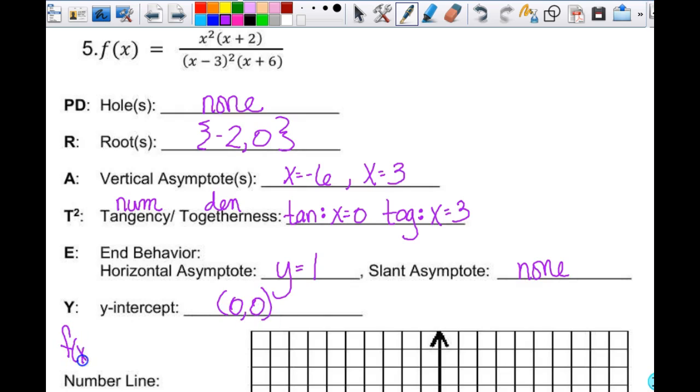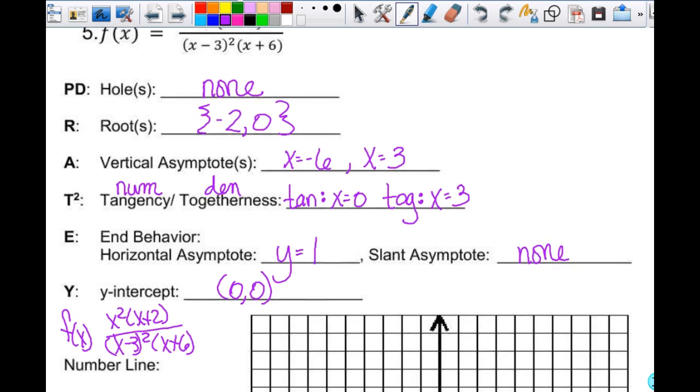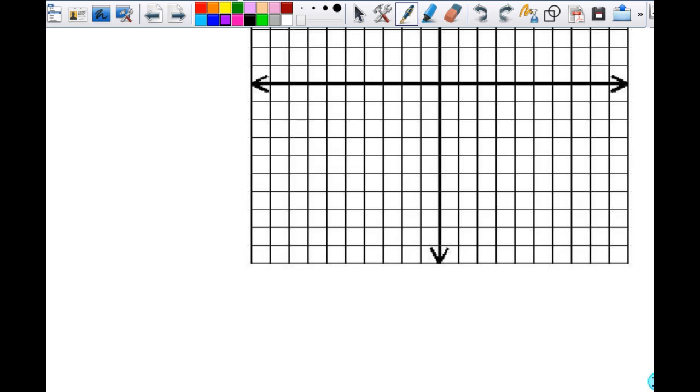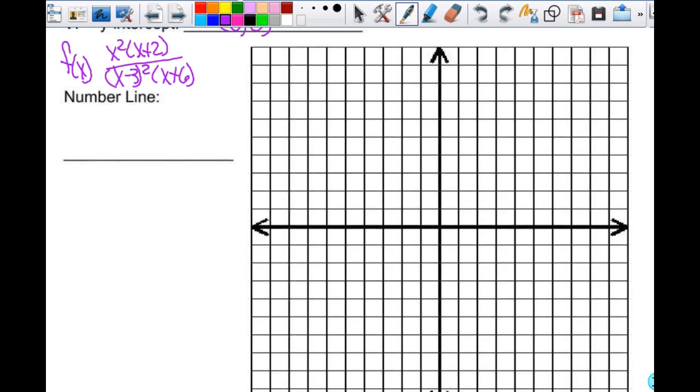All right, so I'm going to rewrite this so I can read it down here. x squared times x plus 2 over x minus 3 squared times x plus 6. Okay. So on my number line here, I've got to put this -6, then I have a -2, 0, and 3.